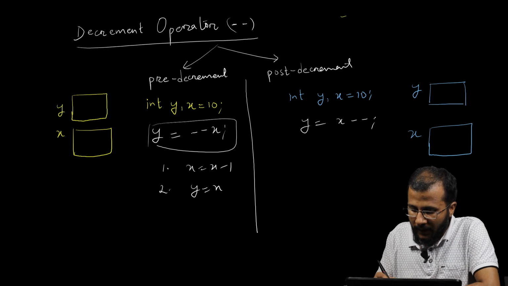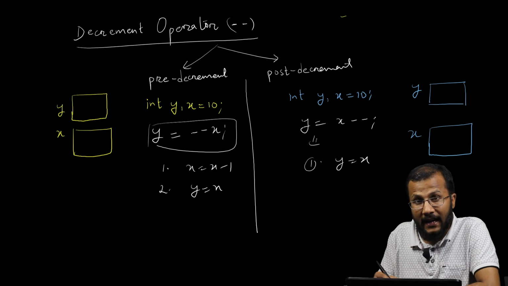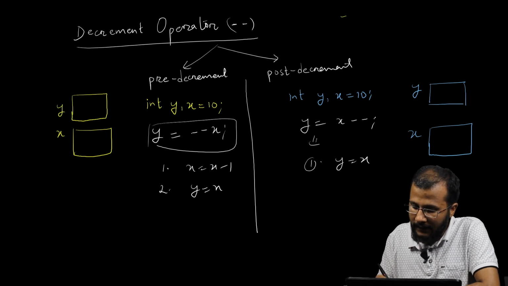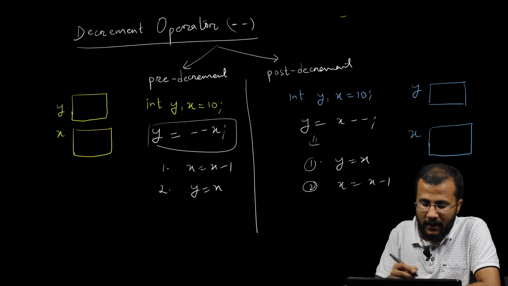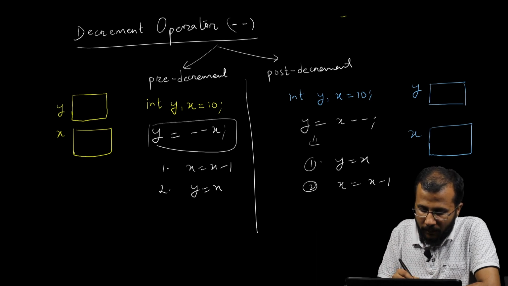So here if you break down this one, first of all you do the assignment, so y equals x, the value of x is used as it is, and only then the decrement is done, so only then x would be decremented by 1, x equals x minus 1 is done. Okay, so let's try to run this example number 1 on pre-decrement.